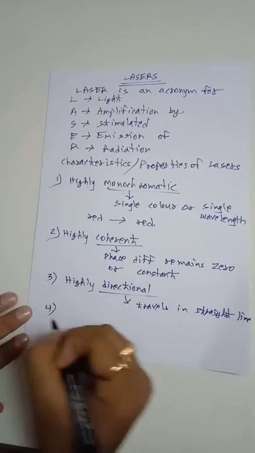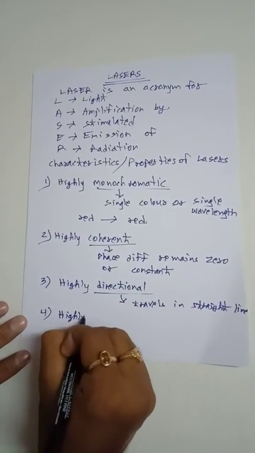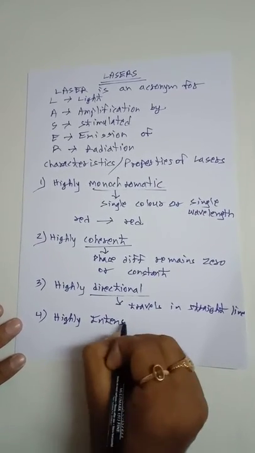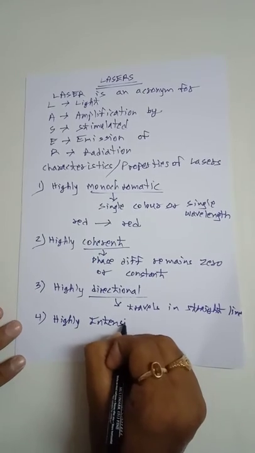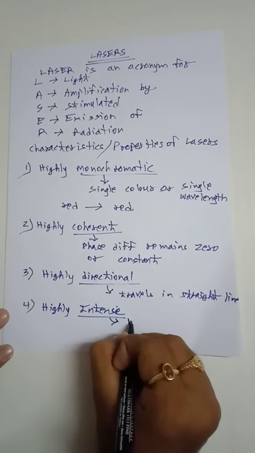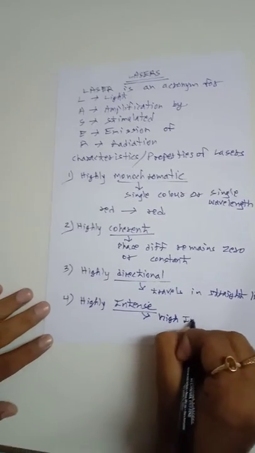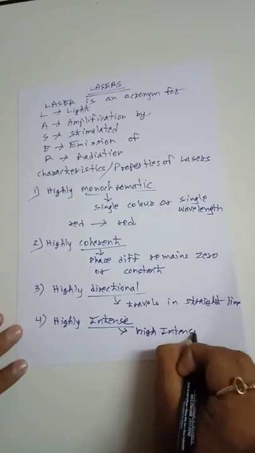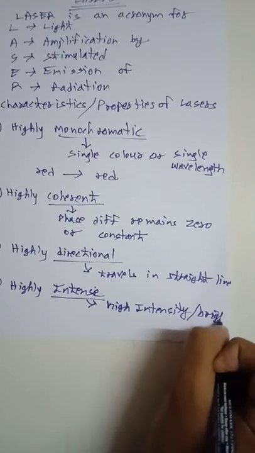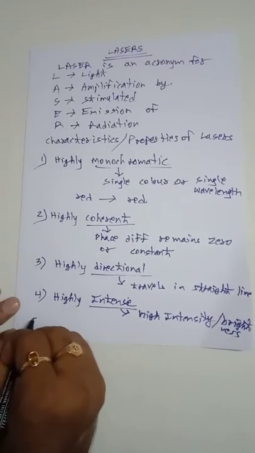The fourth property, highly intense. The meaning of this is that it has very high intensity. That means high brightness. We say high intensity or brightness.